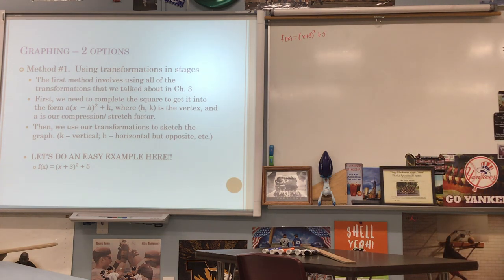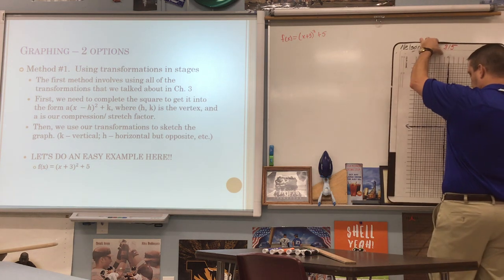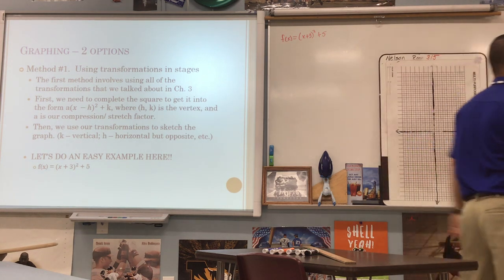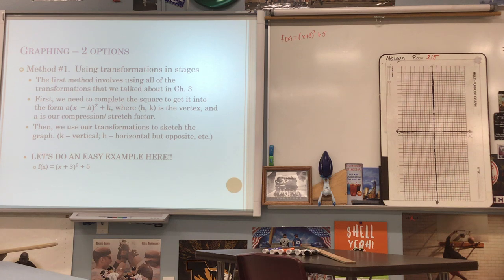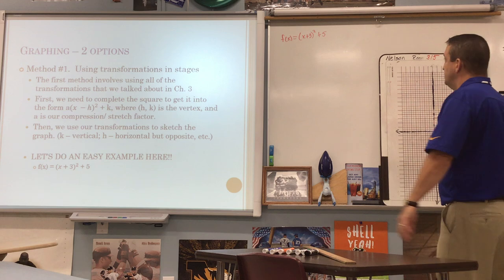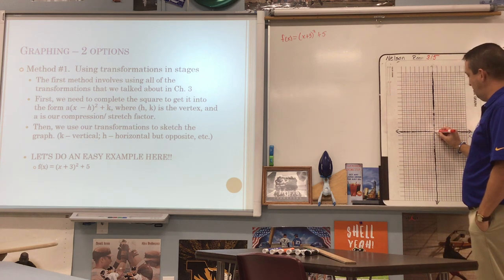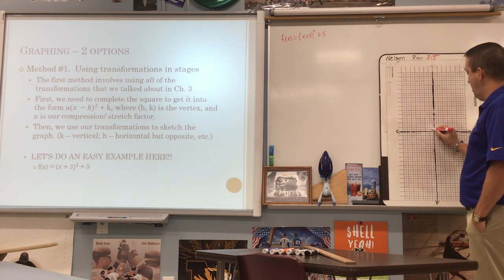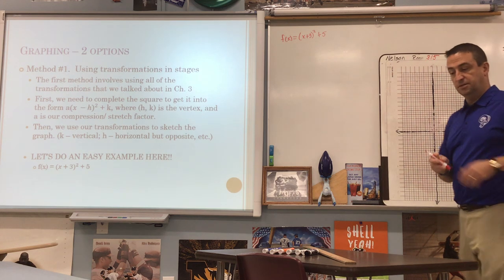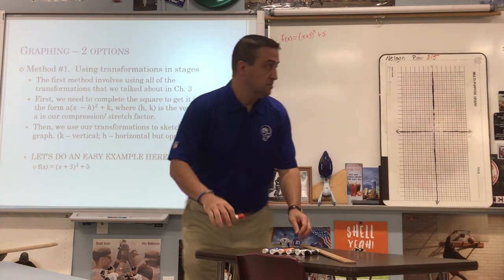So let's grab a graph board up here and get this bad boy done. Okay. I want to graph that. I know my basic parent parabola will start there. It has (0, 0), (1, 1), (-1, 1), (2, 4), (-2, 4). That's my basic parent parabola, right? Like we talked about back in chapter 3, I guess I should say.